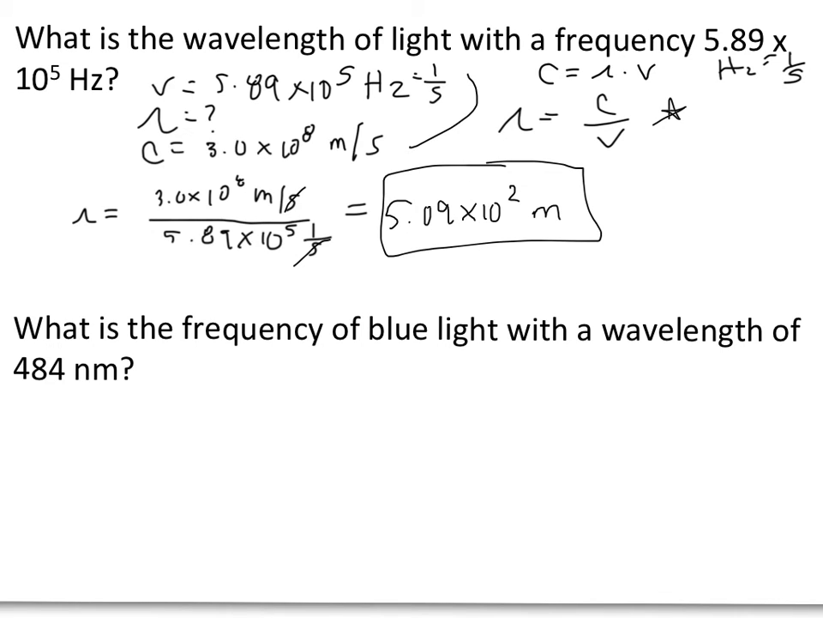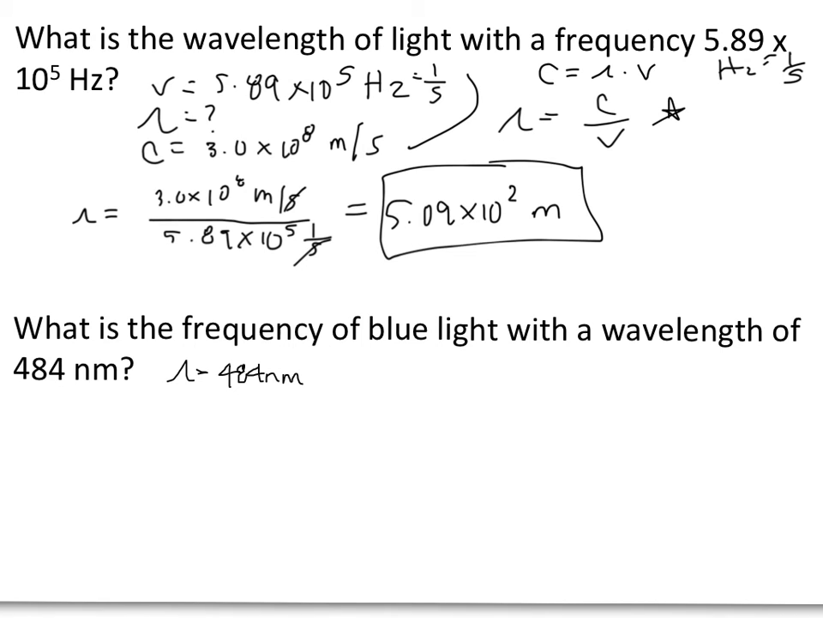Okay, so we can also use this type of equation to solve for frequency, and that's what's being asked for in our next problem. So in the problem below, they say, what is the frequency of a blue light with a wavelength of 484 nanometers? So they have provided us with our wavelength of 484 nanometers.